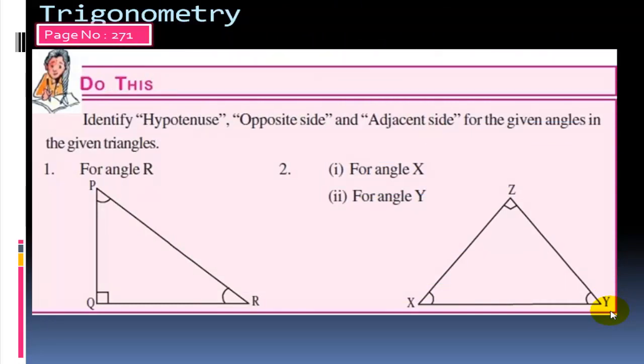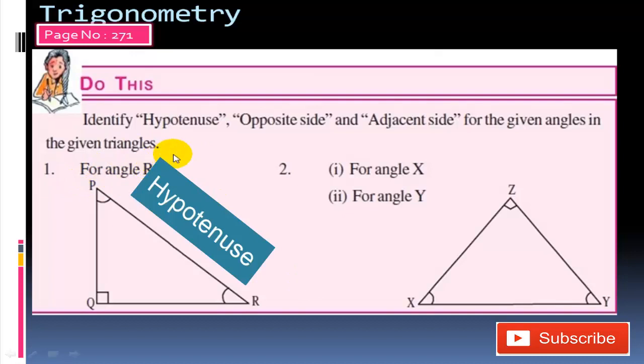Now let us do this problem on page number 271. Identify the hypotenuse, opposite side and adjacent side of the given angles in the given triangles. First one is for angle R. This is the right angled triangle PQR. Here first we have to identify the hypotenuse. Angle Q is 90 degrees. Opposite to the 90 degrees is the hypotenuse. This is the longest side. PR is the hypotenuse.